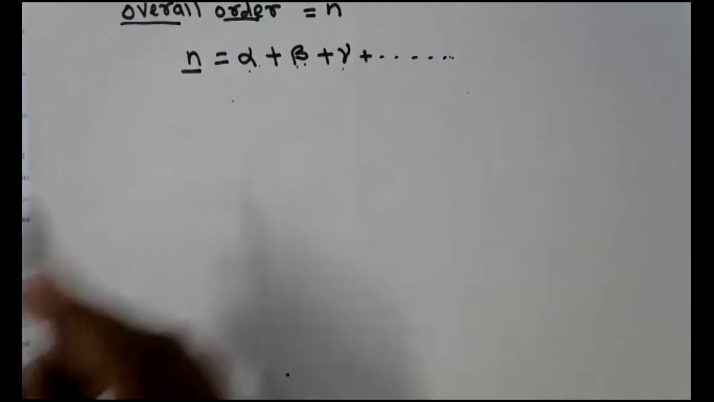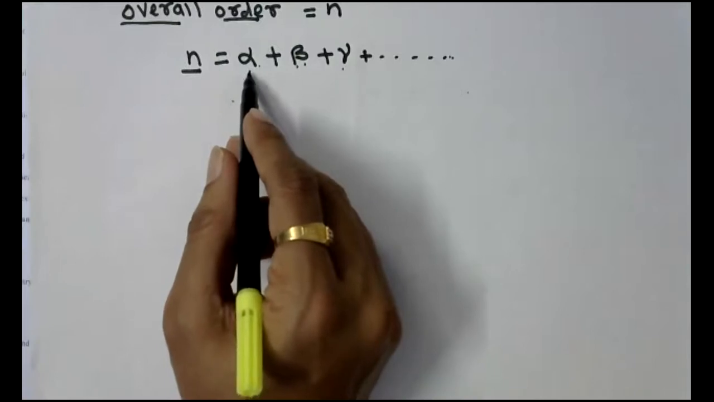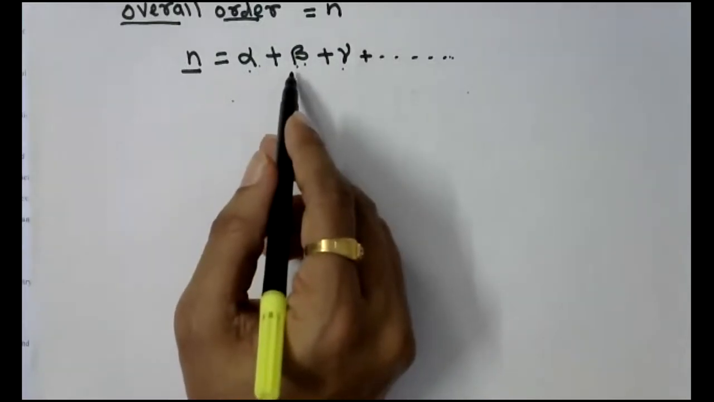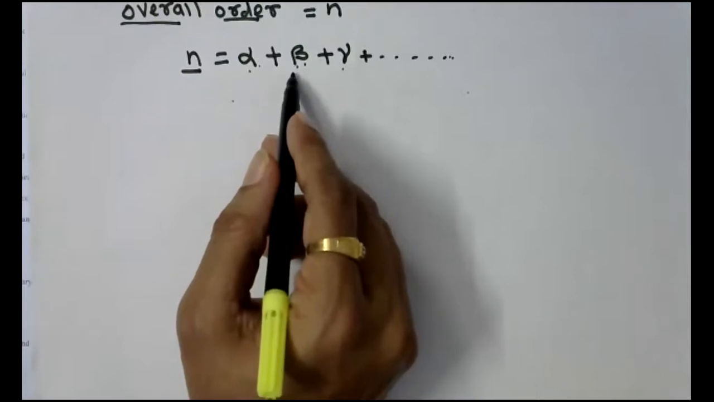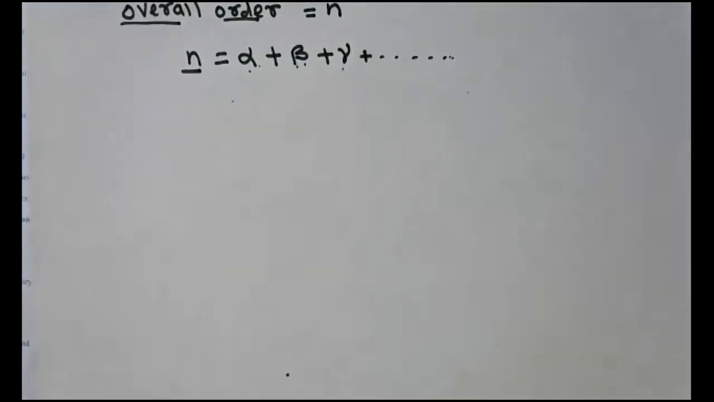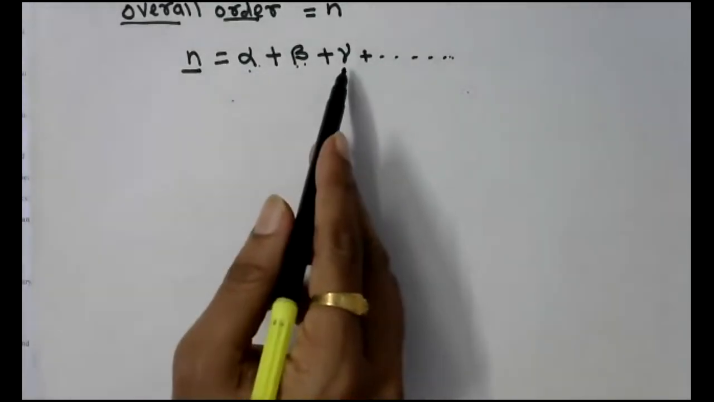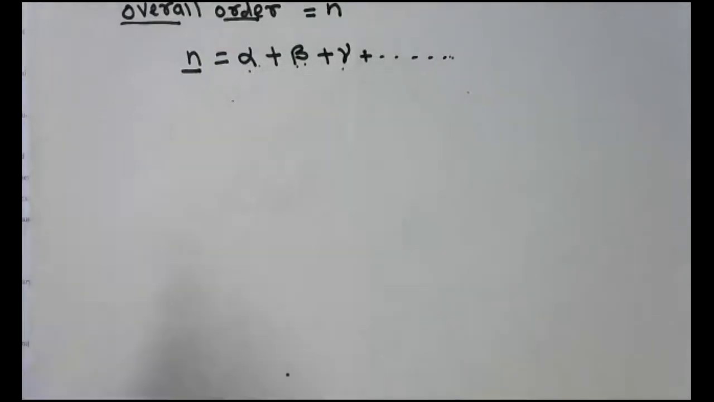You must be able to recall that alpha is the individual order of the reaction with respect to A. Beta is the individual order of reaction with respect to reactant B. Gamma is the individual order of reaction with respect to reactant C. Now, please remember this: alpha, beta, gamma are the terms which are to be determined experimentally.